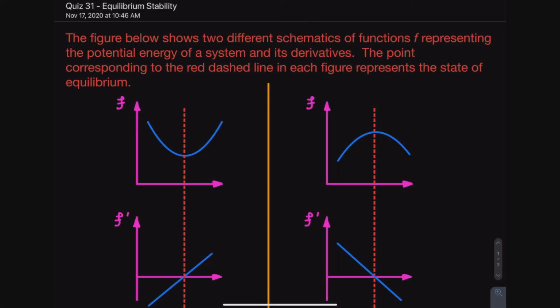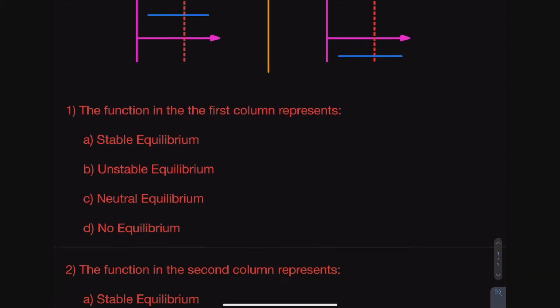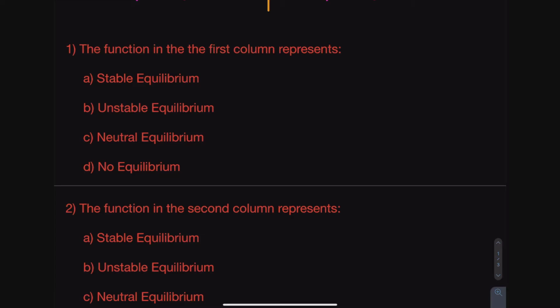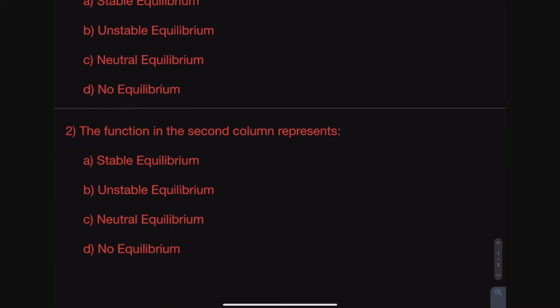Alrighty guys, welcome to the quiz. As you guys are going to see, the quiz is just one nice simple question. The question says, the figure below shows 2 different schematics of functions f representing the potential energy of a system and its derivatives. The point corresponding to the red dashed line in each figure represents the state of equilibrium. For part A, the function in the first column represents, and it wants us to determine if it's a stable, unstable, neutral, or no equilibrium. And then question number 2 says the function in the second column represents a stable, unstable, neutral, or no equilibrium.